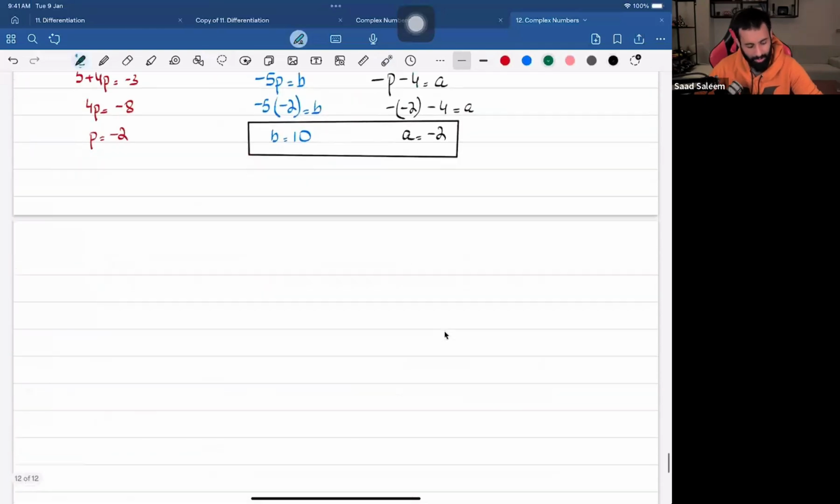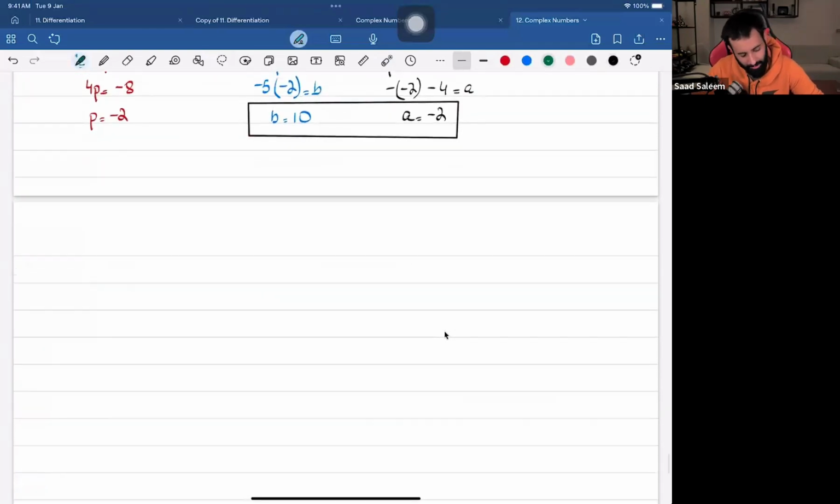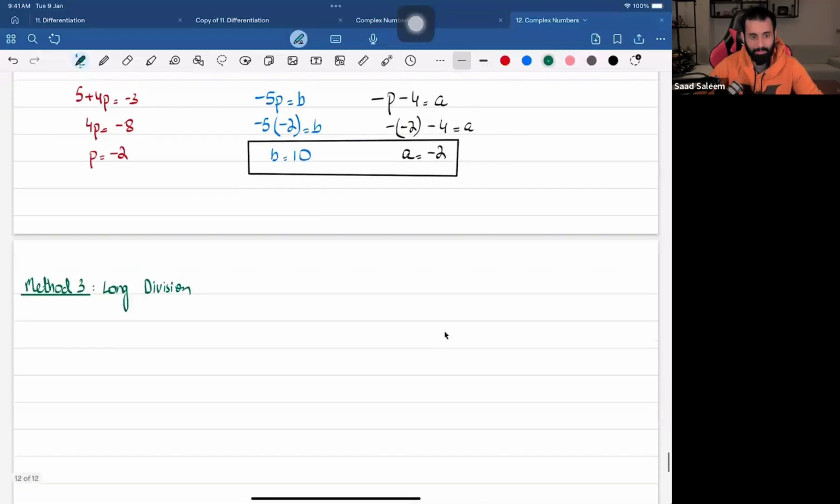Since we don't know what the entire cubic equation is, we can't find out the first root through trial and error. Okay, so here's method 3. Method 3 is long division. Now I'm not in favor of this method, at least not in a scenario like this. Why? Because we have way too many unknowns. Okay, but let's learn it anyway.